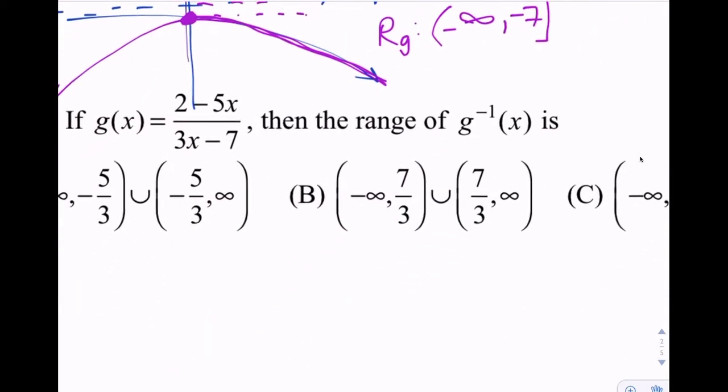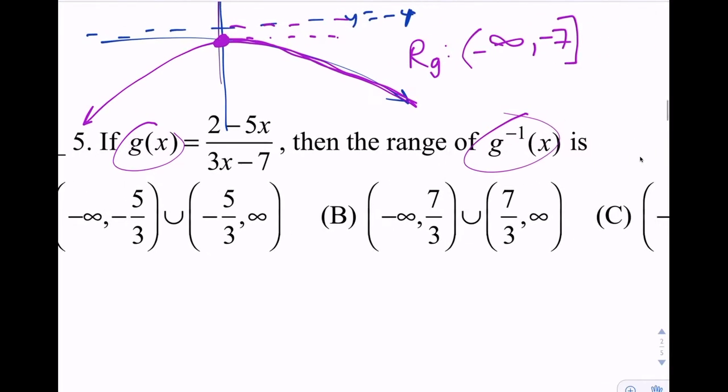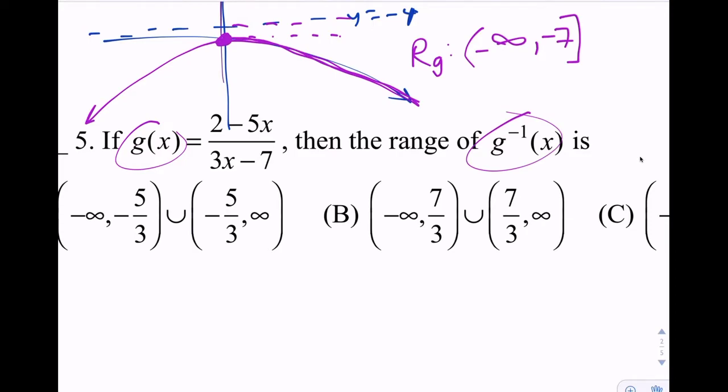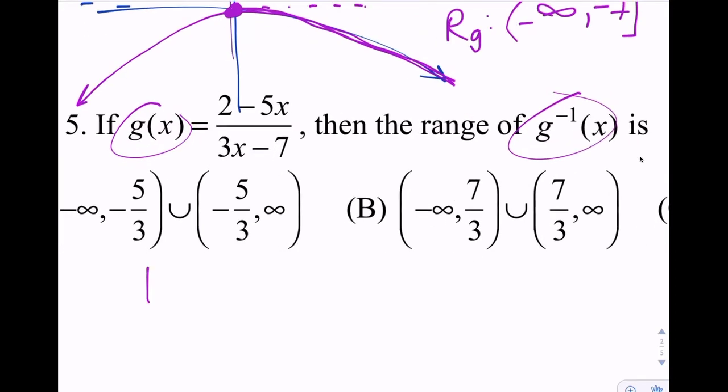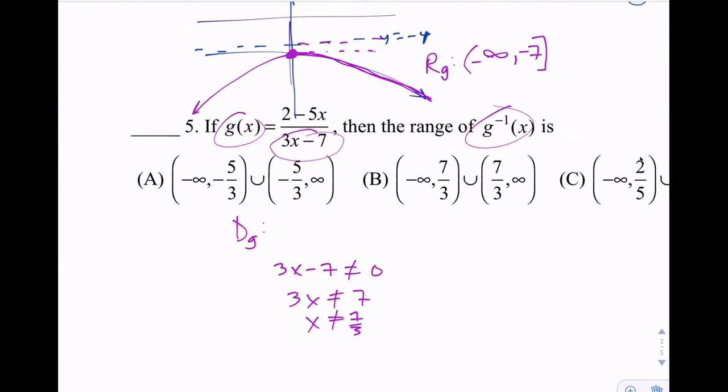All right, number 5. What is the range of g inverse? I'm not going to find g inverse and look for the range because I know that the range of g inverse is the what of g? Domain. So let's find the domain of g, which is a lot easier to do. I can't divide by 0. So 3x minus 7 can't be 0, which means 3x can't be 7, which means x can't be 7/3. So again, in interval notation, it's -infinity to 7/3, union 7/3 to infinity, and that's answer choice B.